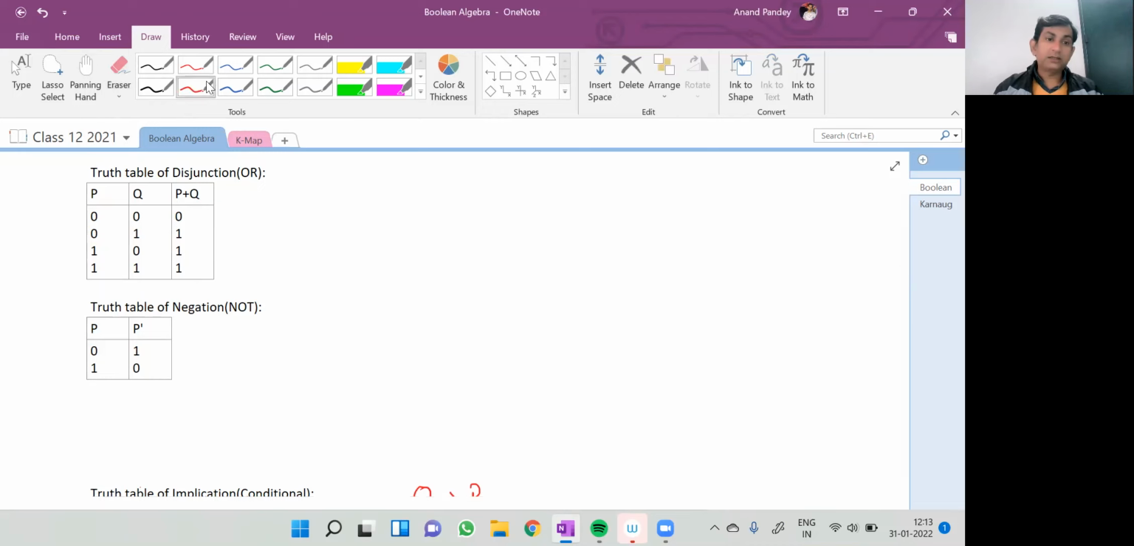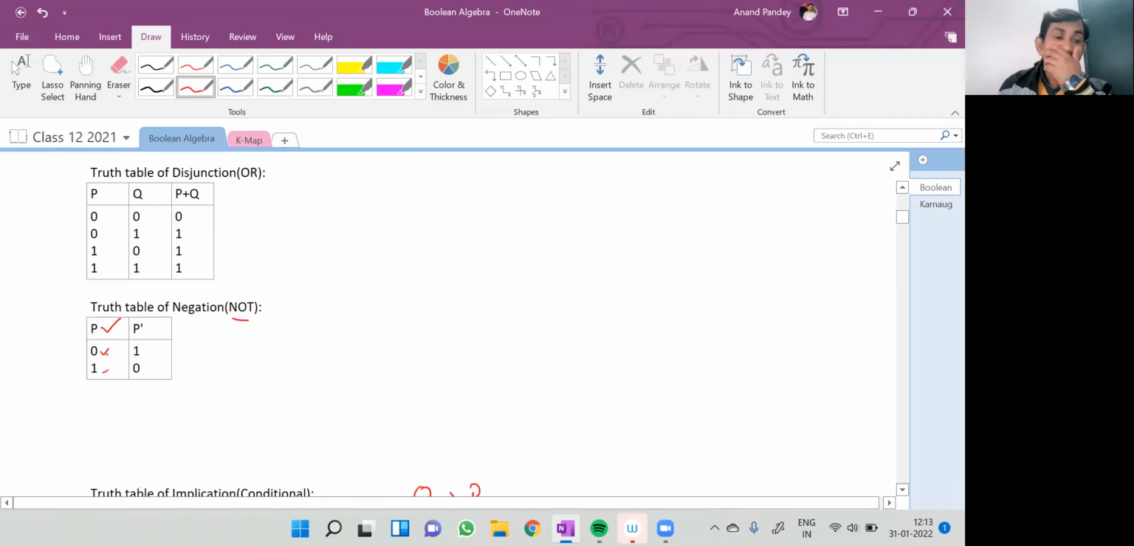Okay, and the next, truth table of negation. Negation means not. Negation operation or not operation is performed on only one proposition. Okay, it's a unary operator, you can say, in terms of Java. So consider a proposition is P. So the possible truth values of P will be what? 0 and 1. P की possible value 0 or 1, बस दो ही value हो सकती है.